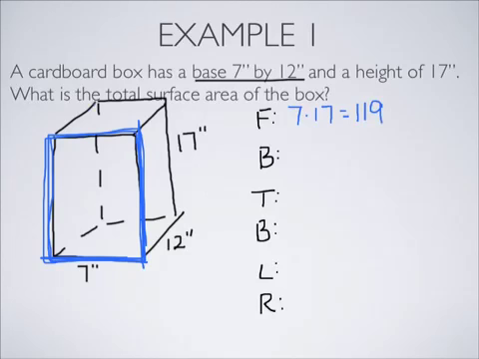And the back is going to be exactly the same as the front. If this is a standard cardboard box, the front and the back are going to match. So the back would also be 119. Let's save ourselves some work here.